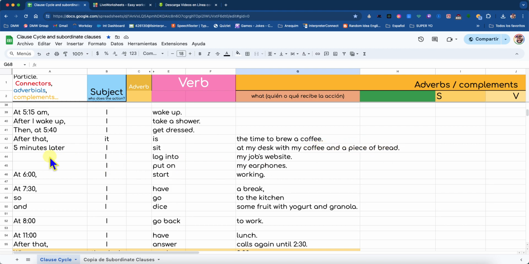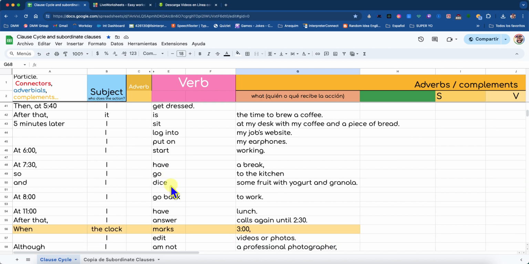Then I don't have any connector or anything like that. It is the next action. I log into my job's website. I put on my earphones. And at 6, comma, I start working. I am an interpreter for English or Spanish, so I am always answering calls. I'm just telling you, okay, this is not part of my routine. So I work as an interpreter for the United States companies.